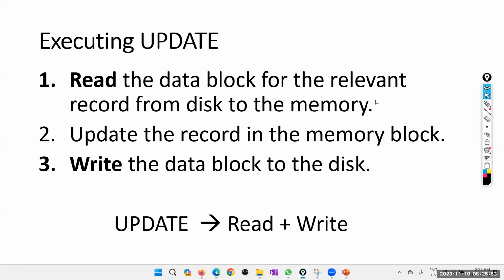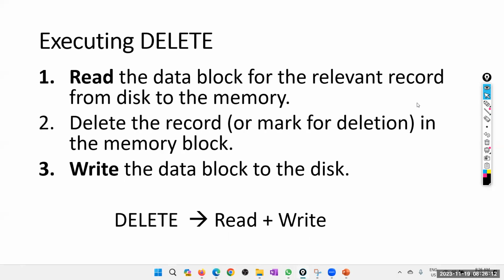So the next one is update. Now you can think, right? Again, we have to read the relevant block having that record, and then do the update in the memory and write that block back to the disk. So again, it's a read and write. Then what about a delete? Now you should be able to understand. You read the relevant block having the record that we want to delete. Then we delete that record in the memory in that block and write the block back. So again, it's read and write.